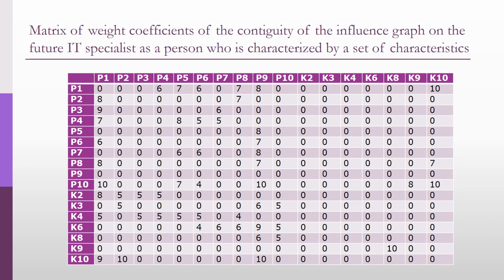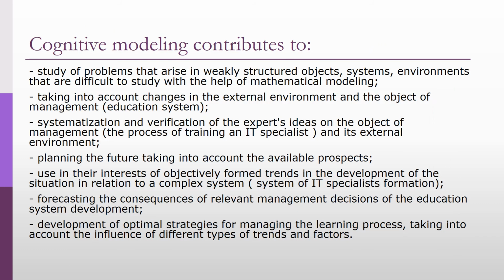So we have a table, the adjacency matrix of the second graph of the impact on the future IT specialist as a person who is characterized by a set of characteristics. And also we have a matrix of weight coefficients of the cognitive influence graph of the future IT specialist as a person who is characterized by a set of characteristics.